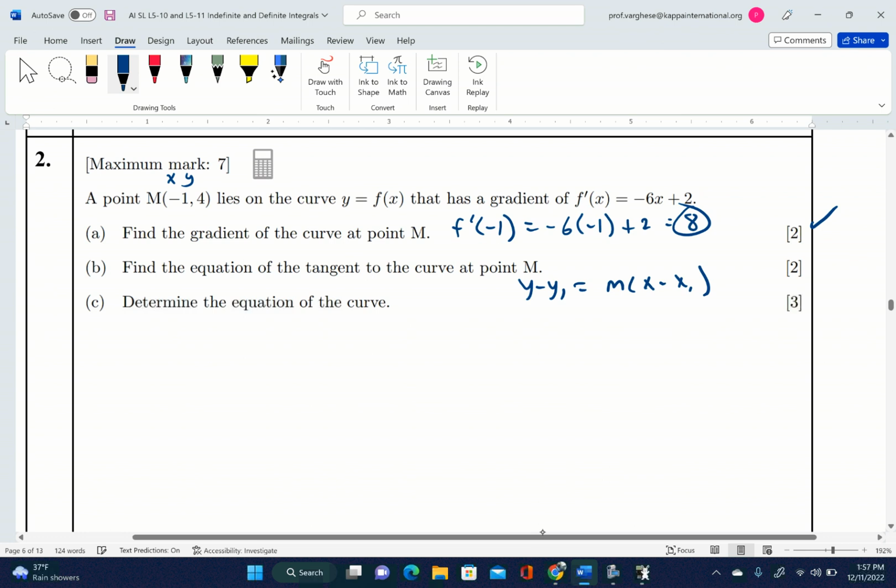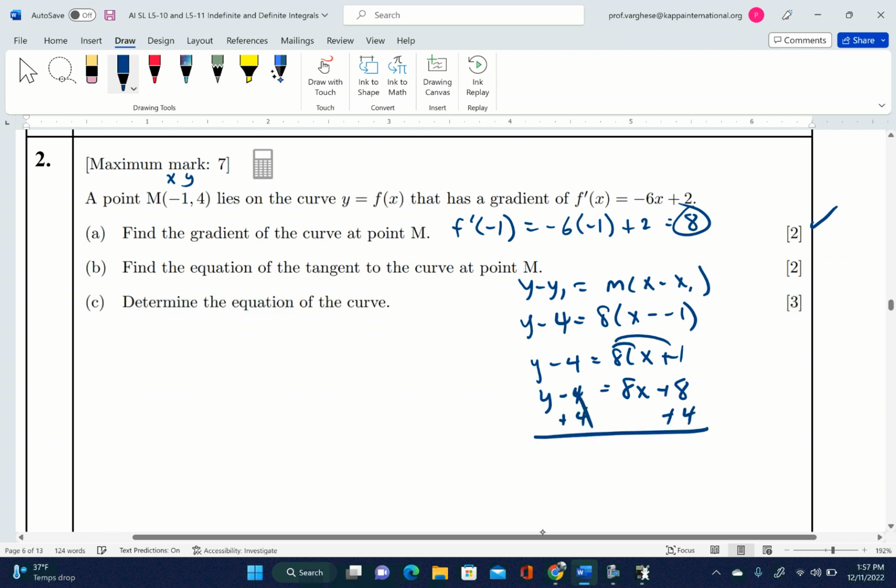So we have our coordinate right here. So y minus y1, which is 4, is equal to the slope we just found, 8, times x minus x1, which is -1. Negative negative becomes a positive. So that's going to be y minus 4 is equal to 8 times (x plus 1). Distribute that, and we get 8x plus 8. Add 4 to both sides, and you get y is equal to 8x plus 12. Okay, so that is the equation of the tangent to the curve at point M.